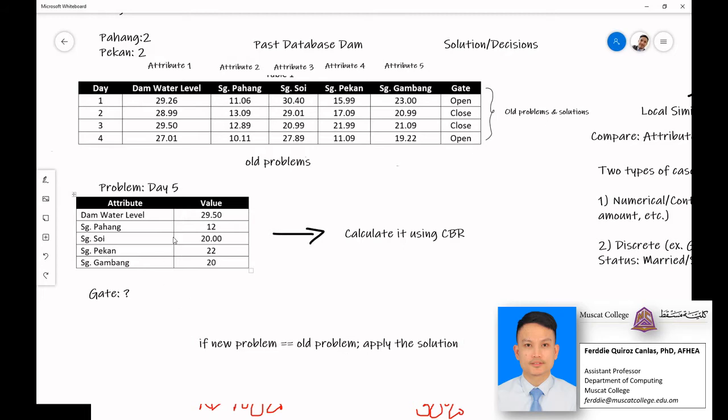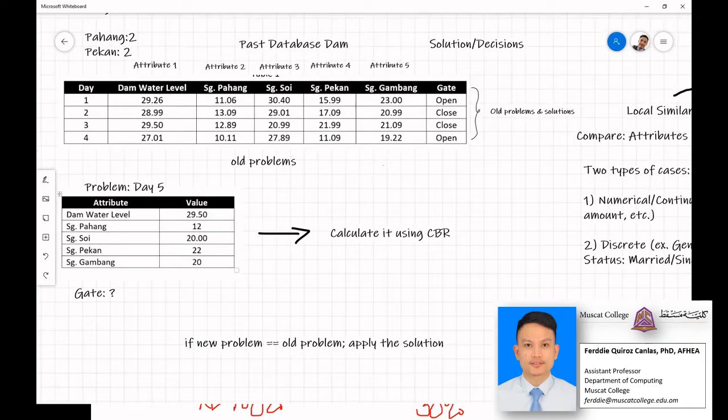It means that if day 5 is similar to day 1, then we're going to apply the solution here, which is open the gate. If day 5 is similar to day 2, then we're going to apply the solution, which is close. So on and so forth. So our goal now is to look from day 1 to day 4, which is similar to day 5. So we're going to calculate it using CBR.